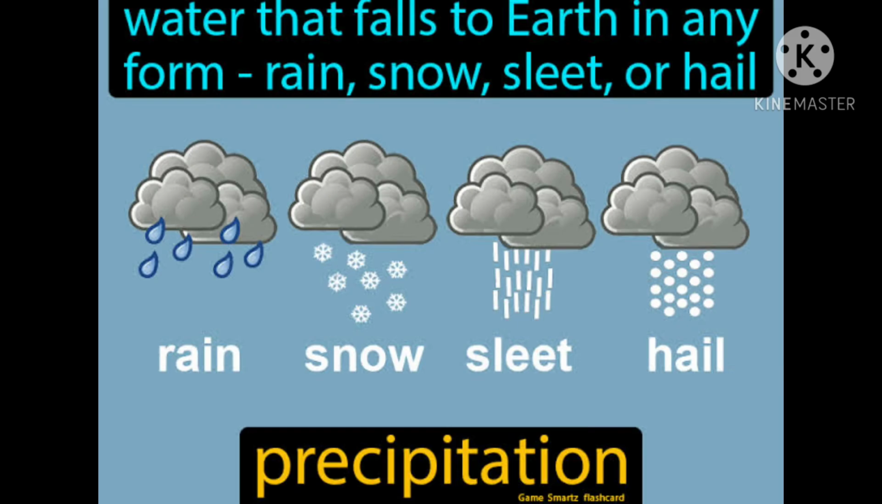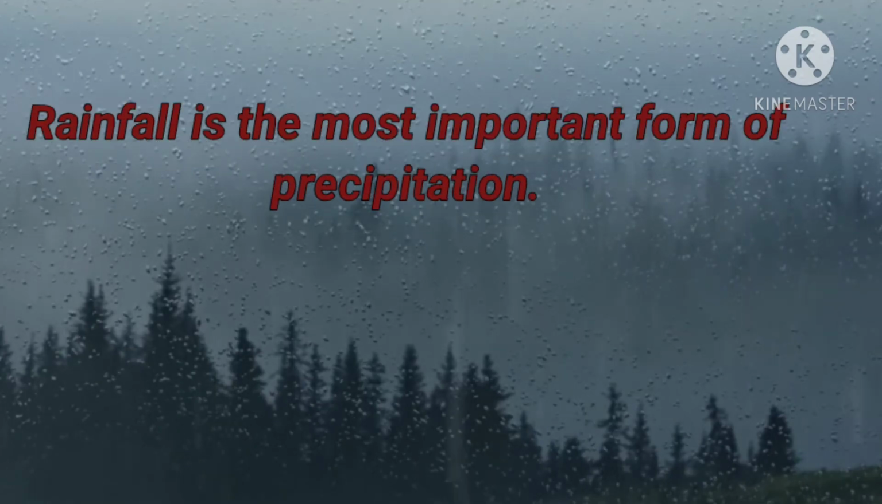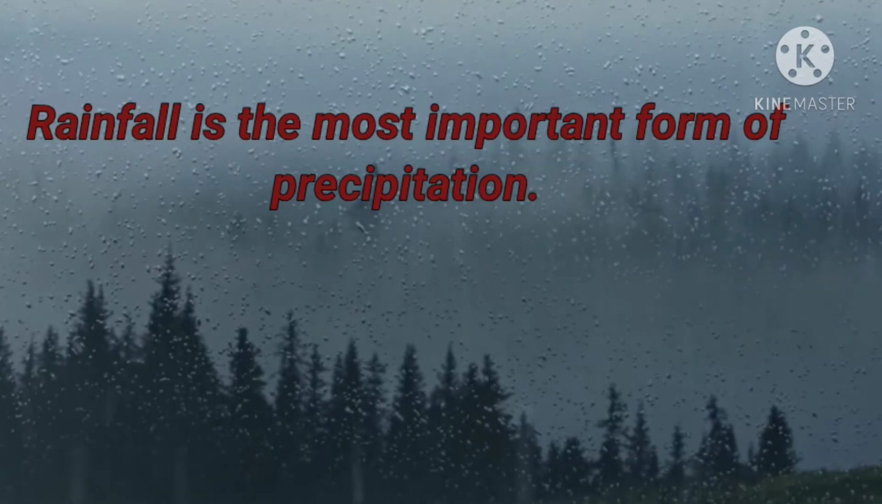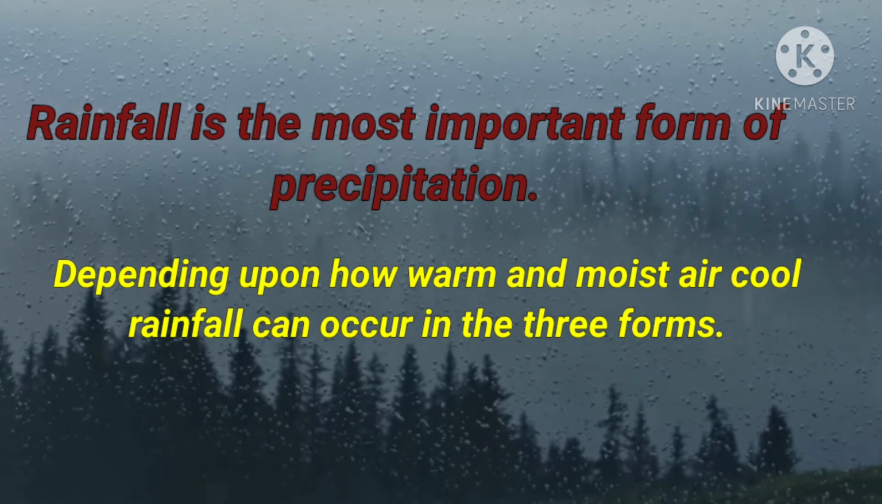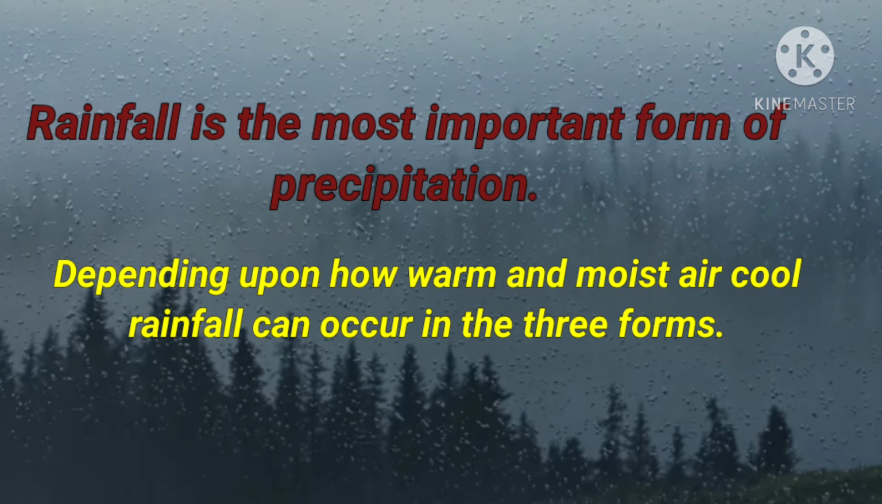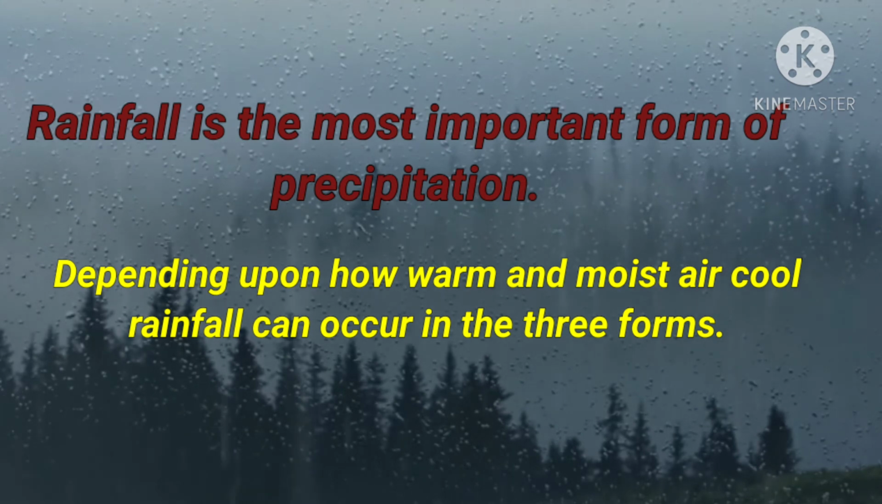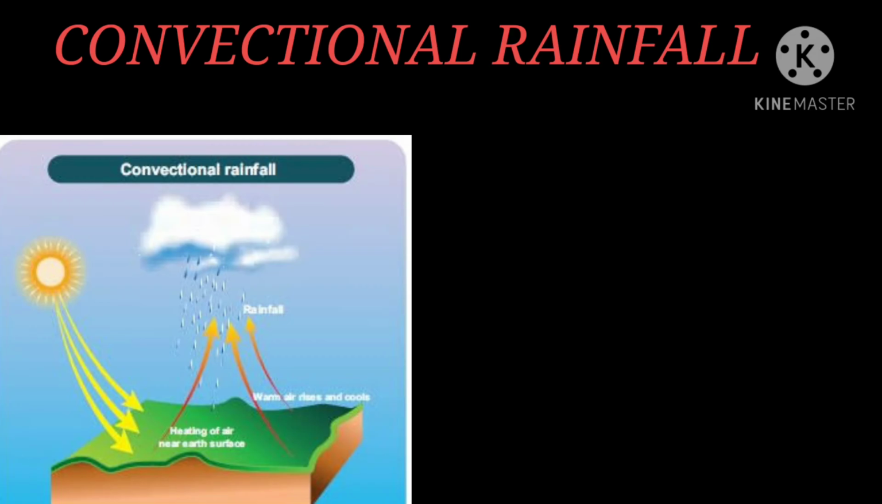The main forms of precipitation are rain, drizzle, snow, and hailstones. Rainfall is the most important form of precipitation, and children, depending upon how warm and moist air cools, rainfall can occur in three ways. Convectional rainfall.